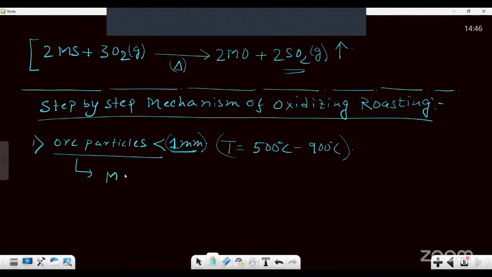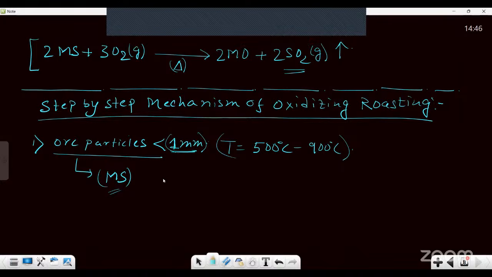See why roasting, why the pyrometallurgical process, is important. If only oxygen could react with the metal sulfide and convert it into metal oxide, there would be no importance for high temperature. Why are we giving high temperature? Oxygen is anyway present in the atmosphere, and metal sulfides are in direct contact with oxygen in the atmosphere. But that means just oxygen is not enough.